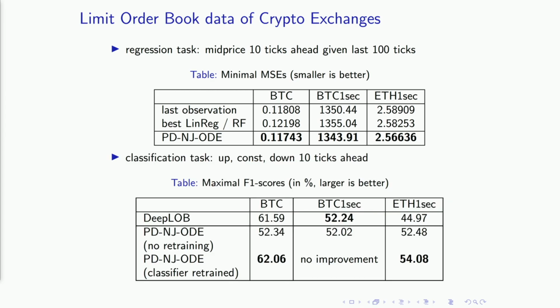And the second task, which is maybe the more common one in the literature, is the classification task. So you categorize your data 10 ticks ahead in up movement, down movement, or staying constant. So 3 classes you want to predict. And here we compared to the back then best benchmark model, which was DeepLOB. And we see that also here our model performs at least as good or outperforms this benchmark model.